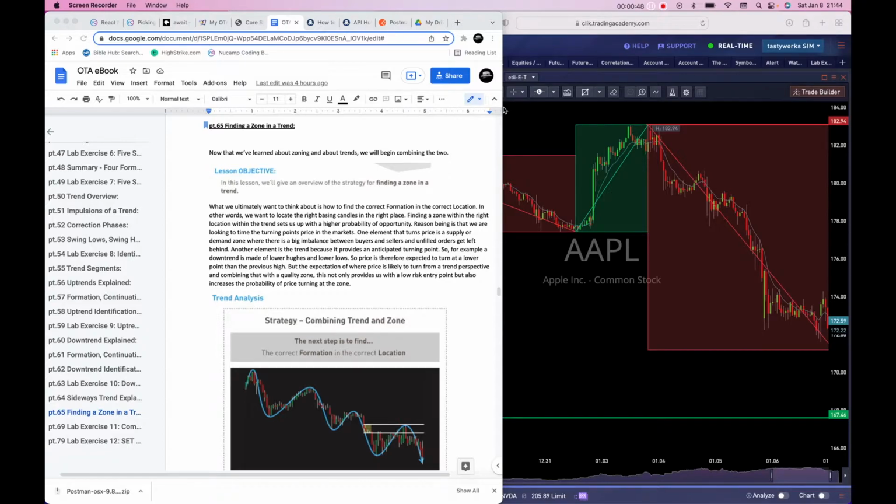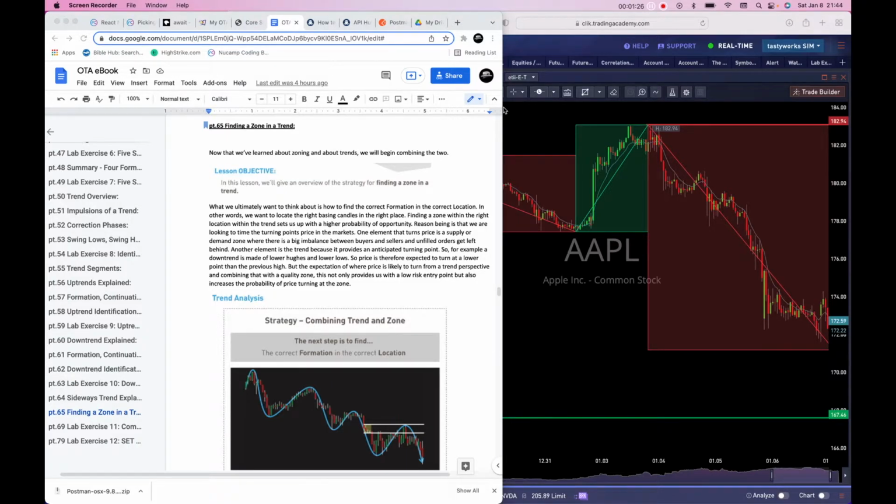Reason being is that we are looking to time the turning point price in the markets. Now, one element that turns price is a supply or demand zone, where there is a big imbalance between buyers and sellers and unfilled orders get left behind. Another element is the trend because it provides an anticipated turning point. So, for example, a downtrend is made of lower highs and lower lows. So price is therefore expected to turn at a lower point than the previous high.